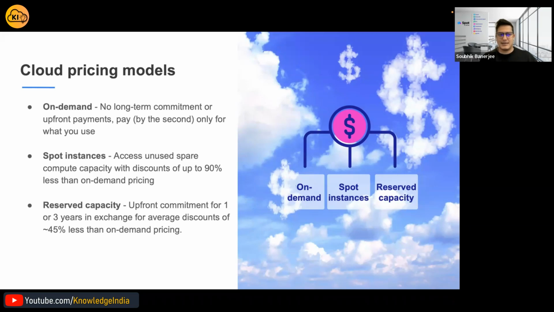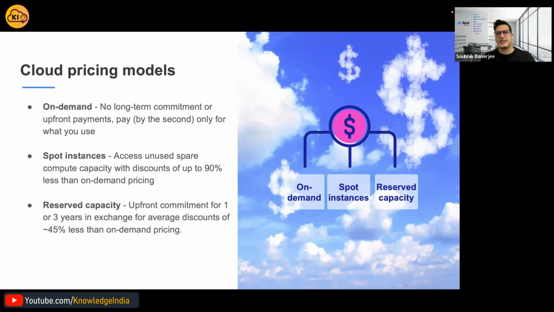Again, this is like you get it when you want it, but this is the most expensive option in the market out there, right? Number two is basically the reserved capacity, right? Which is where you can reserve. So reserved instances, or basically reserved capacity, comes in two forms. One is reserved instances and one is savings plans.